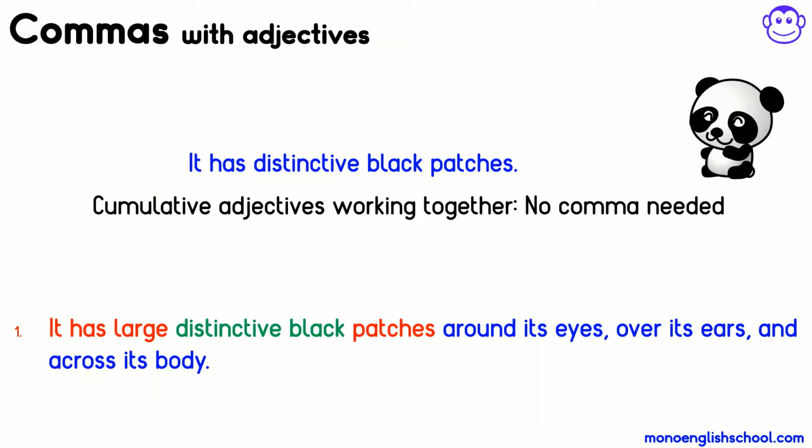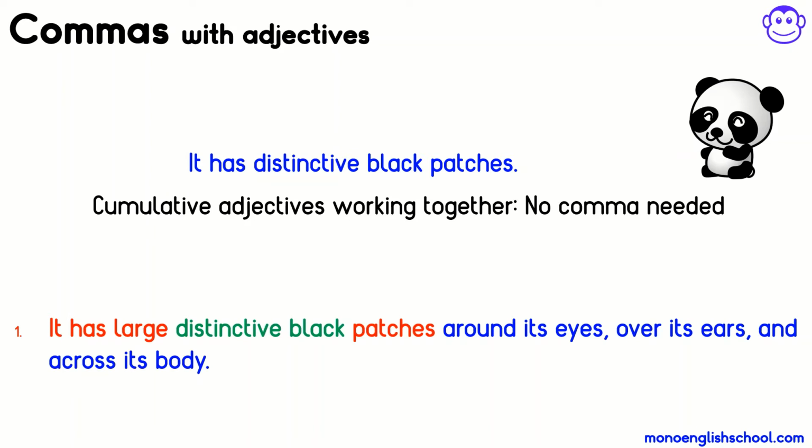When adjectives function in this way, we do not use a comma between them. A trick is to check if the same meaning is achieved if you place an and between the two adjectives. If we change our clause to it has distinctive and black patches, our understanding of the patches changes. We no longer know what makes the patches distinctive, and further, it is possible that pandas have two types of patches. One type is distinctive, and the other is black. So again, we should not separate cumulative adjectives with commas.